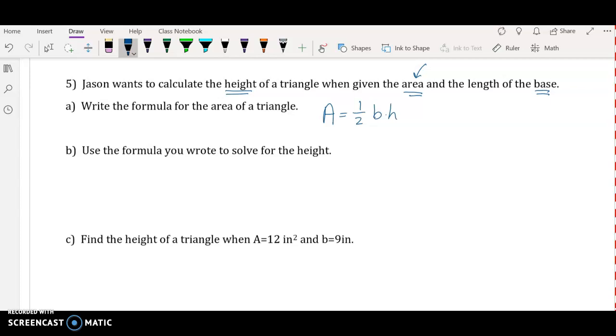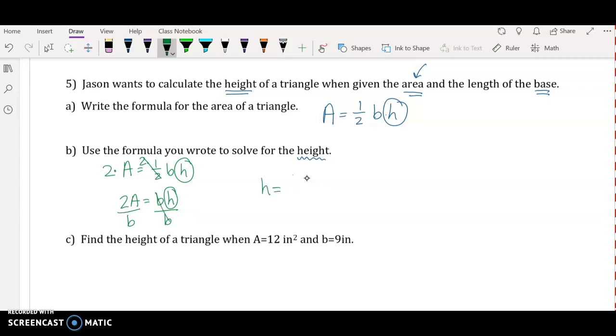We're going to use our formula and we're going to solve for the height. So we want to get that h by itself. So I'm going to go off to the side so I can show a little bit of work. So if I want to get h by itself, I'm going to get rid of that 1/2 first. I'm going to multiply by 2 on both sides. I get 2a equals b times h. And again, I want to get h by itself, so I'm going to get rid of that b by dividing both sides by it.